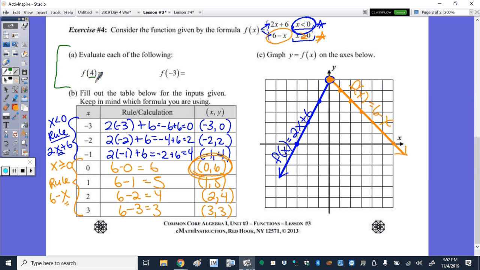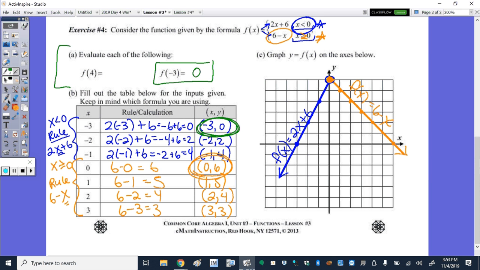So when x is 4, what's the y? So we're looking for the point 4, what? So when x is 4, oh, I don't see that. But I do see the negative 3 from our table. So when x is negative 3, that's this point right here, f of negative 3 is 0.